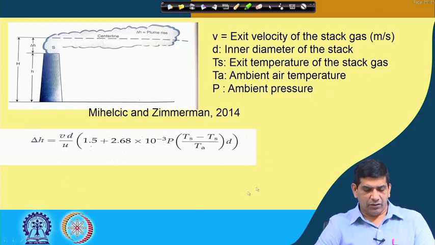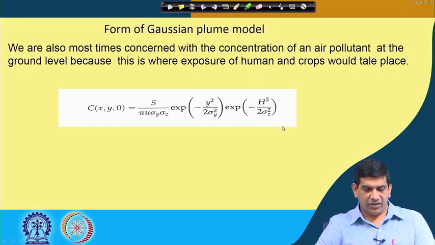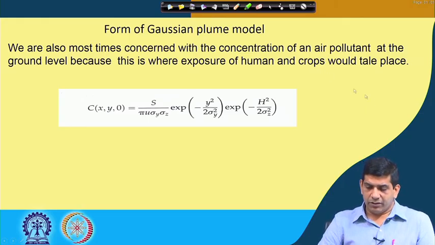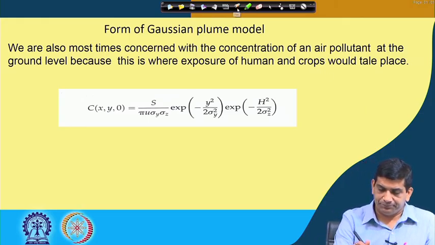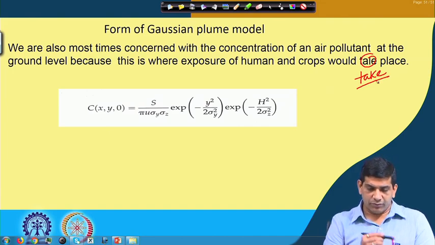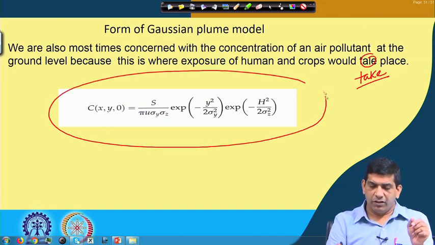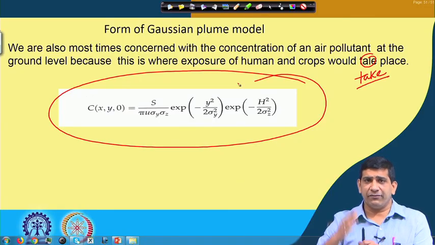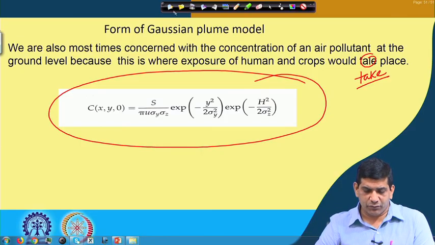So, based on that we can write down what would be the plume height. So, delta H we can find that out. This is the most common model used. We are most times concerned with the concentration of an air pollutant at the ground level, because that is where the exposure of humans and crops would take place. So, this is the equation for the Gaussian plume model, which we use to predict the concentration at the ground level from the stack emissions, because that is where the exposure will take place.